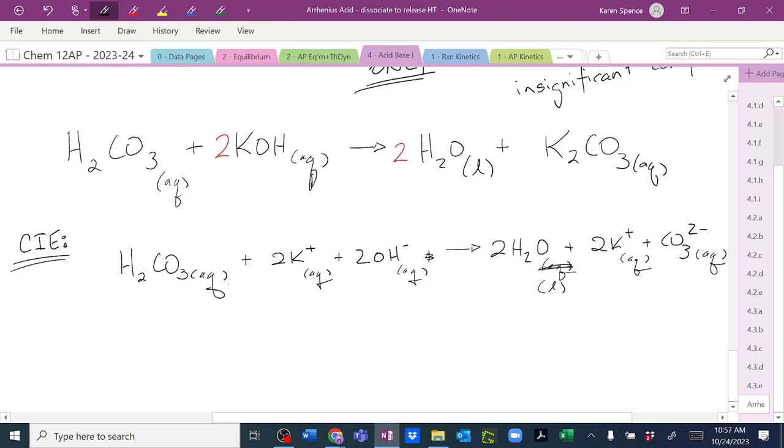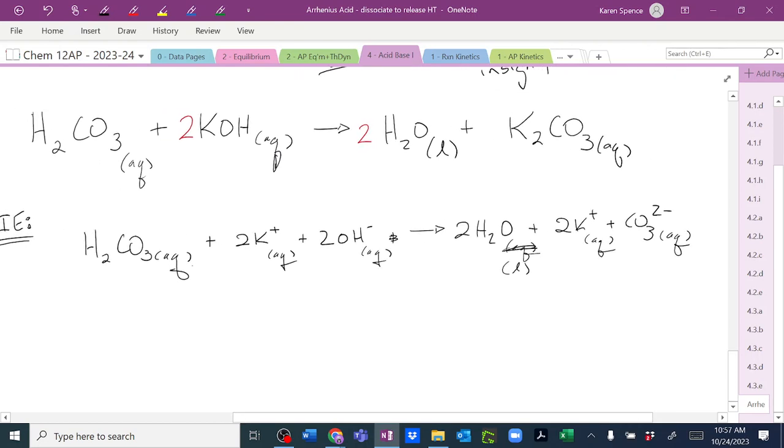What do you guys think? Why is the H2CO3 all together?